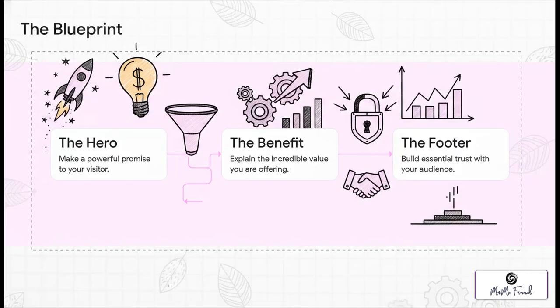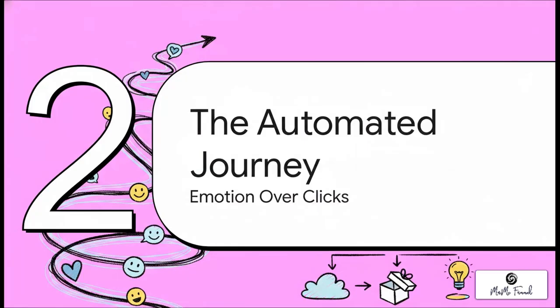Almost every single high-performing landing page you've ever landed on follows this exact formula. First up, you have the hero section, which makes a big, powerful promise. Then, the benefits section, where you explain the amazing value they're going to get. And finally, the footer, which is all about building that crucial bit of trust. See? Simple, right? Okay, so let's start building because this next part is where the real magic happens.